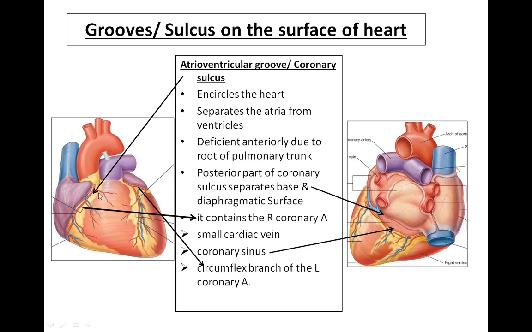Then on the anterior aspect in the coronary sulcus, we have the right coronary artery along with the small cardiac vein. On the posterior part of the coronary sulcus, we have the coronary sinus, which is the largest venous channel of the heart, and we have the left circumflex branch of the left coronary artery.